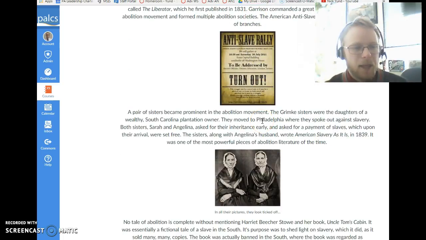There was a pair of sisters that became prominent in the abolition movement. The Grimke sisters were the daughters of a wealthy South Carolina plantation owner. They moved to Philadelphia, where they spoke out against slavery. Both sisters, Sarah and Angelina, asked for their inheritance early and asked that the payment be received in slaves. And so when they got their slaves that were their inheritance, they immediately set them free. The sisters, along with Angelina's husband, they didn't share a husband, wrote American Slavery as It Is in 1839. It was one of the most powerful pieces of abolition literature of that era.